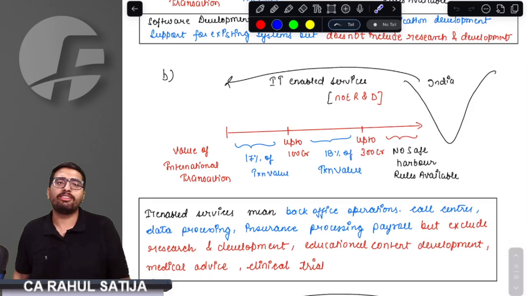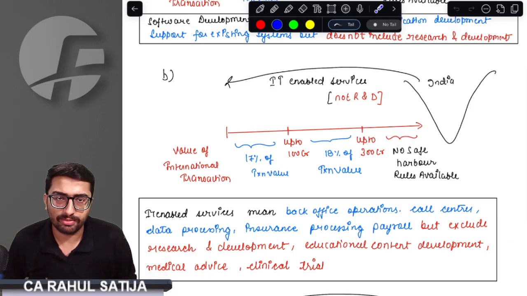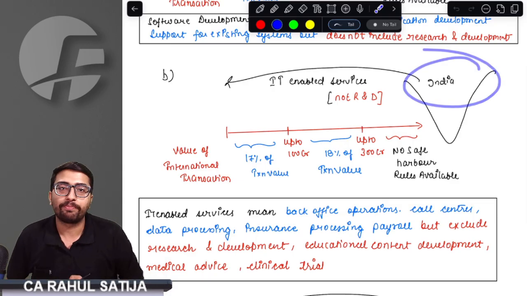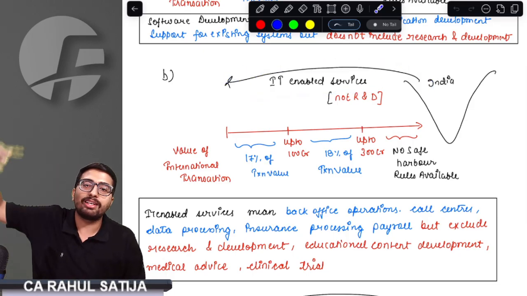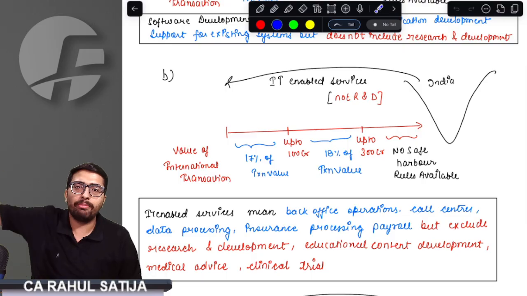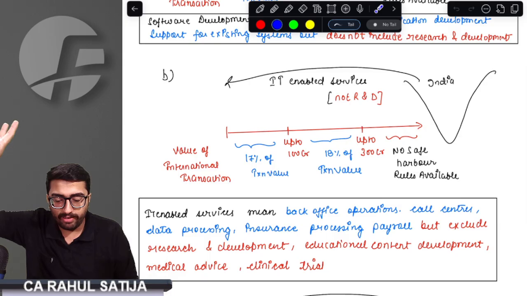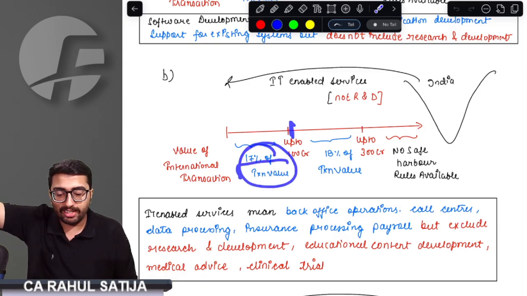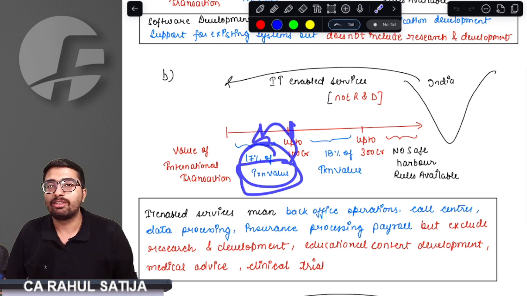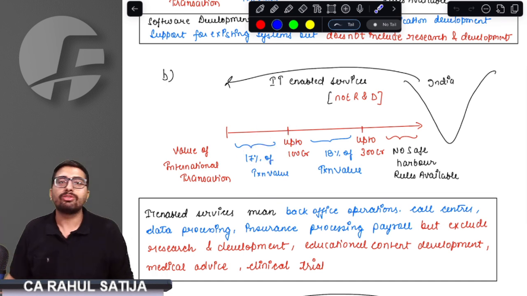Similar safe harbor rules are given for IT enabled services. If any Indian entity provides IT-enabled services to its non-resident associate enterprises, then whatever the transaction value is, if it is up to 100 crore, declare 17% of it as your profit. The government is not going to argue.